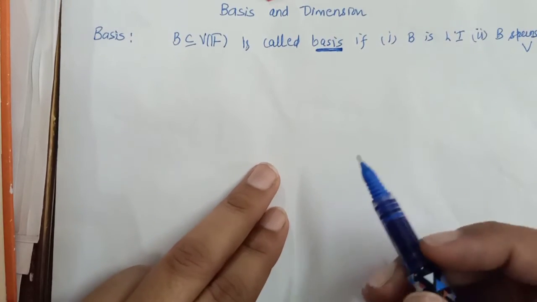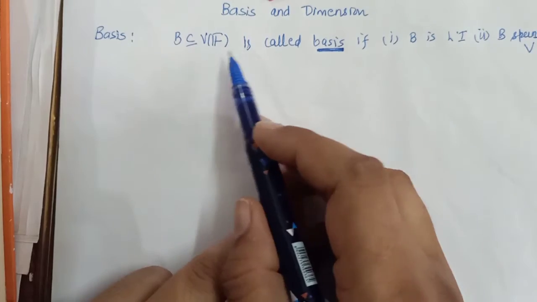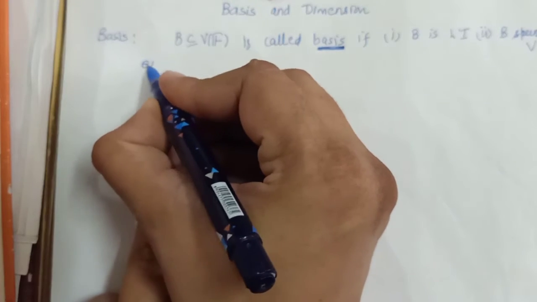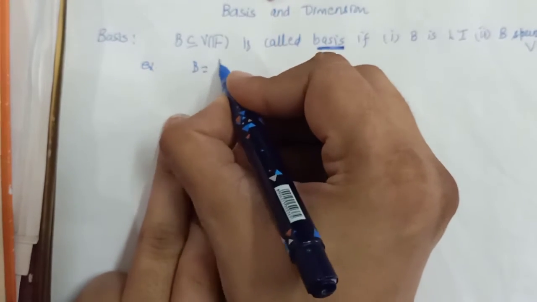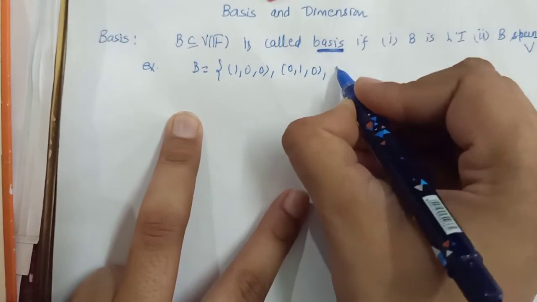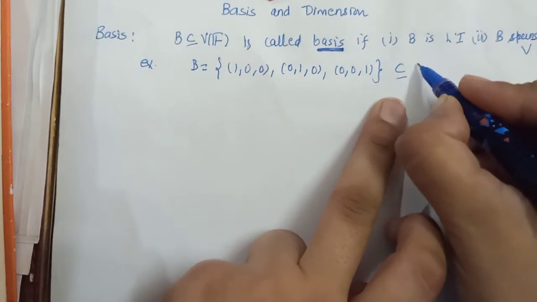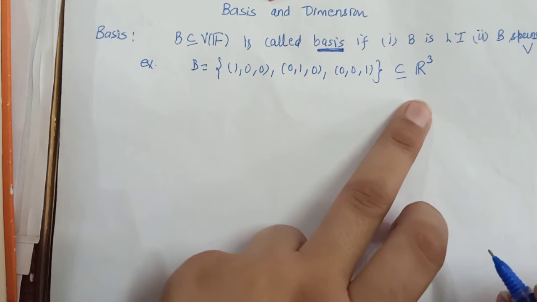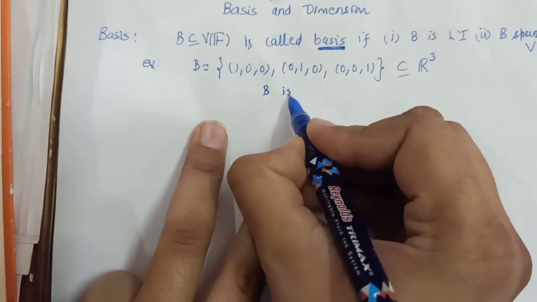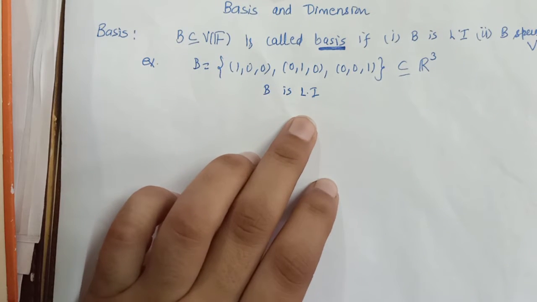That in general, every element of V can be written as linear combination of elements of this set B, which is called basis. Let me show you with an example. Let us take the set B as (1,0,0), (0,1,0) and (0,0,1), and this is a subset of R cube, the set of triplets of real numbers. Now first of all, can you observe that this B is linearly independent? I think you can easily see.